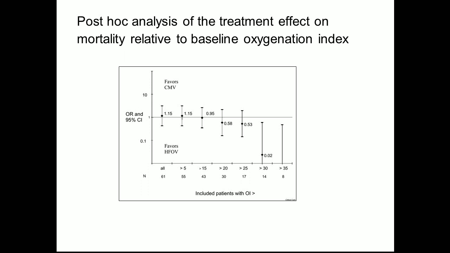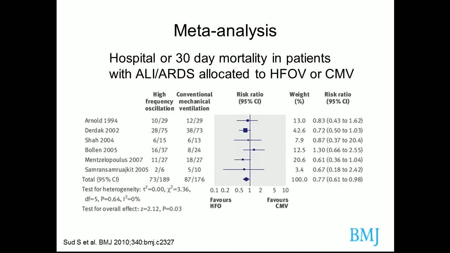But when we analyzed it further, the patients who had severe oxygenation failure as compared to conventional did better on HFOV. So the sicker the patients, the better the HFOV was. But that was the signal that was coming through. Then there was the meta-analysis from the Canadian trials group published in the BMJ, which said, again, there were some signals that HFOV was better as compared to conventional ventilation in terms of outcomes at 30 days for patients with ALI and ARDS.